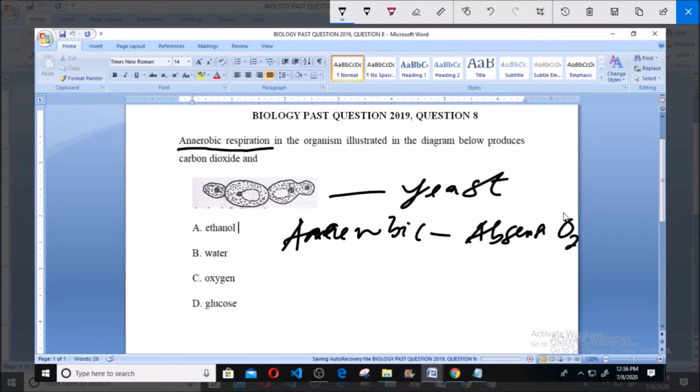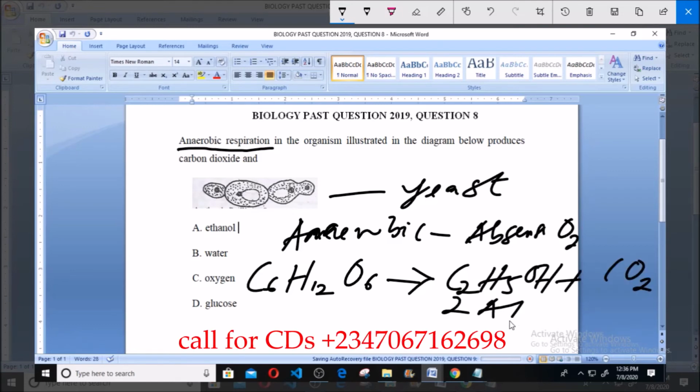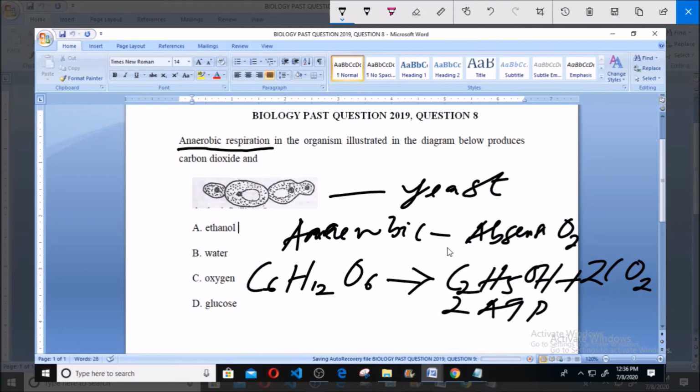Now under adverse conditions, yeast respires in the absence of oxygen. Now when the yeast respires, we have the following chemical reaction: C6H12O6 in the absence of oxygen gives you C2H5OH and CO2 with 2 ATP of energy. Now C2H5OH is called ethanol.